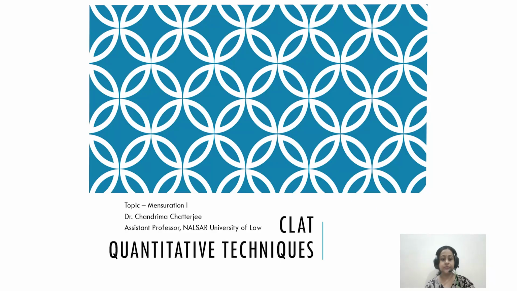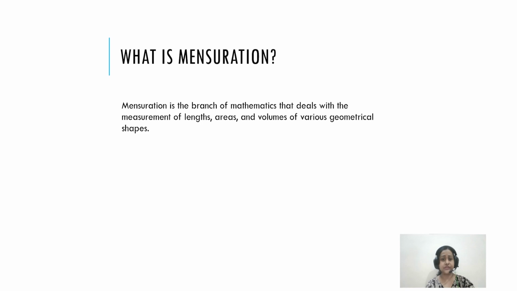Hello all. Today we will learn about mensuration. So let us define what is mensuration. Mensuration is that branch of mathematics which uses different formulas to measure lengths, areas, volumes, breadth, and width of various objects or geometrical shapes, right?